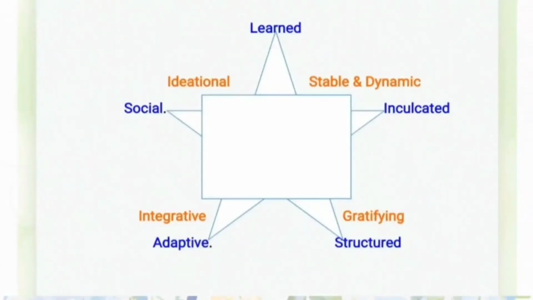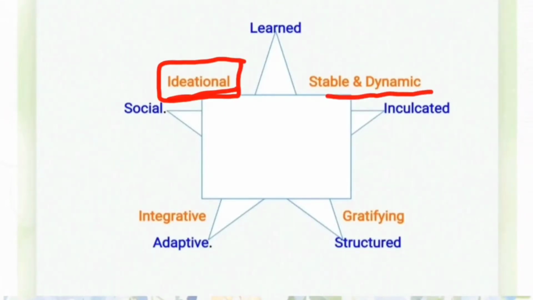Then we have that it is ideational. That means culture is based on ideas. Whatever ideas, whatever norms, whatever ideals the members of the society are following, definitely this becomes the ideology of their culture. Culture is stable and dynamic. At one time culture is stable, so in a place it is stable, but it is dynamic. With the change in the society, it keeps on changing and is stable for that particular society.